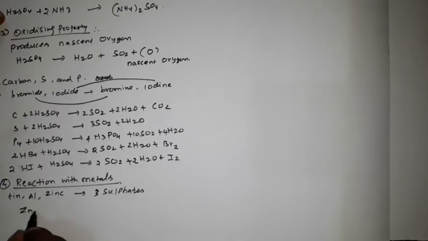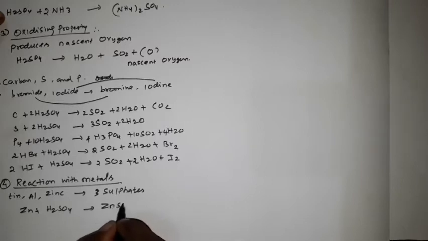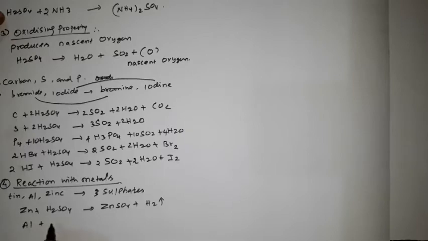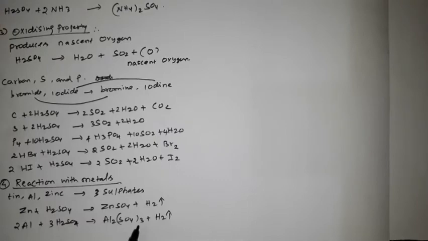So zinc plus H2SO4 forms zinc sulfate plus hydrogen. The next, aluminum plus H2SO4, we are getting Al2(SO4)3 plus H2. See, H2 is a gas, so I am adding this symbol. Balance the equation, put 2 here, put 3 here. So now the equation is balanced. Okay.